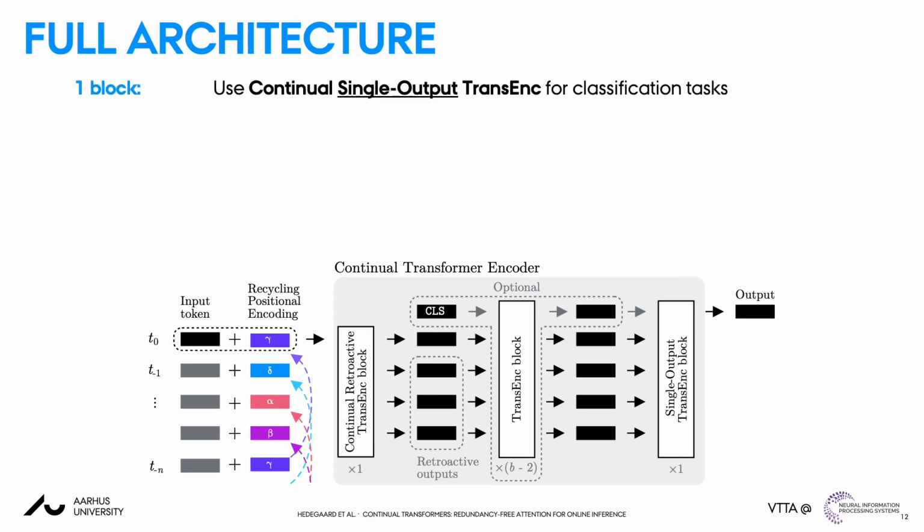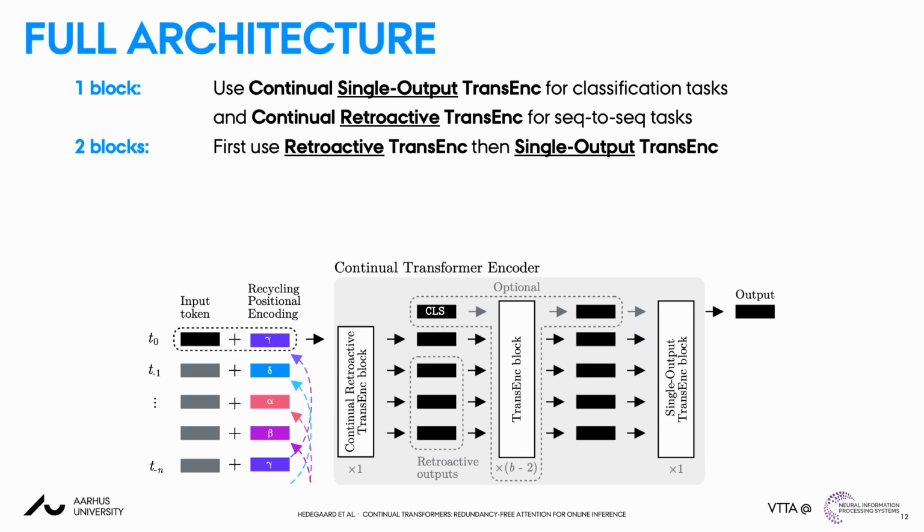If a single transformer encoder block is desired, we recommend that one uses the continual single output transformer encoder for classification tasks and the continual retroactive transformer encoder for sequence-to-sequence tasks. For 2 blocks, one should first use the retroactive transformer encoder and the single output transformer encoder last. For 3 blocks or more, the same applies, but regular transformer encoders can be stacked in between.